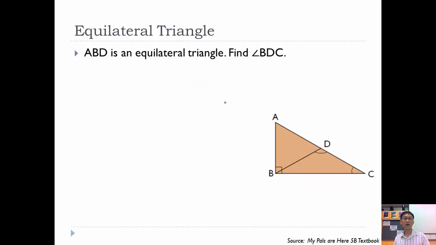This is your turn to try. This will be the last question in your video worksheet. This is what you need to write down. This was not given in your video worksheet. You're supposed to find angle BDC, and you notice nothing else is given to you. But I'm sure you can try and solve it. Solve it and then we'll come back to class to discuss.